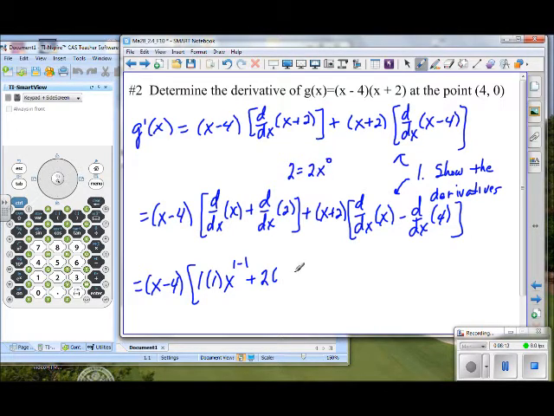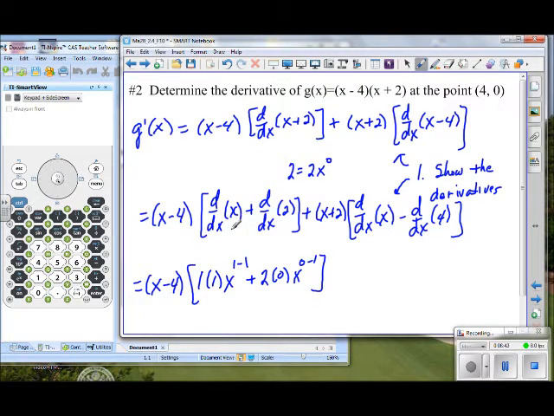x to the 0 is 1, so we could say we're multiplying 2 times 0 times x to the 0 minus 1. If you recall, back in section 2.2, the derivative of a constant, which is 2, is always going to be 0, and this is going to show that that in fact does happen. Okay, so we have that plus, and let me put another bracket in here to complete the work that we did here.